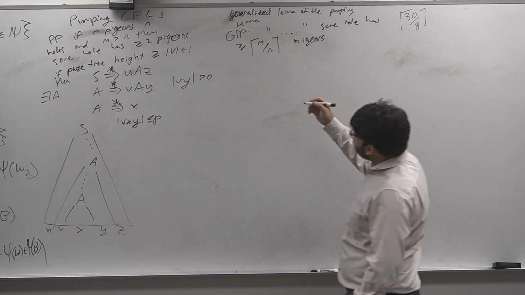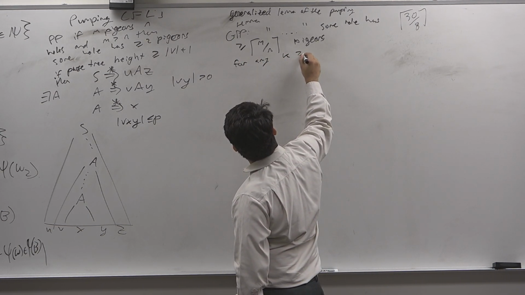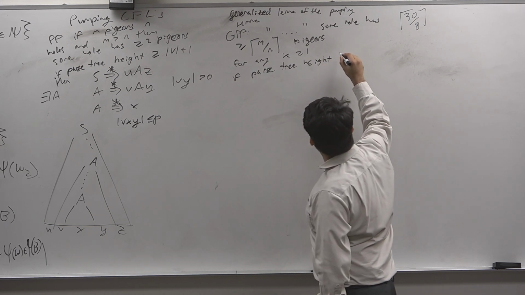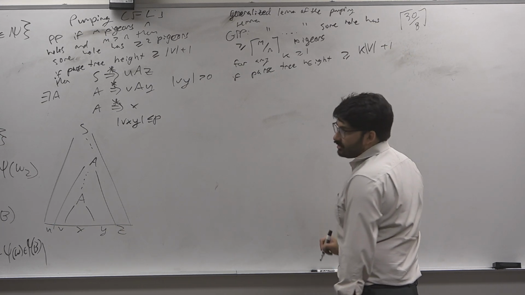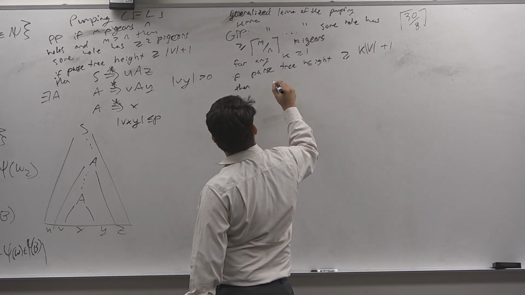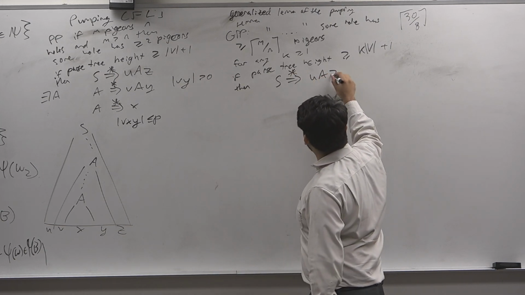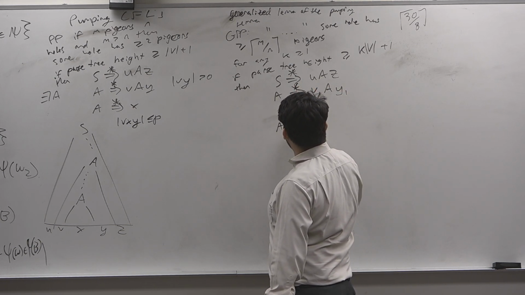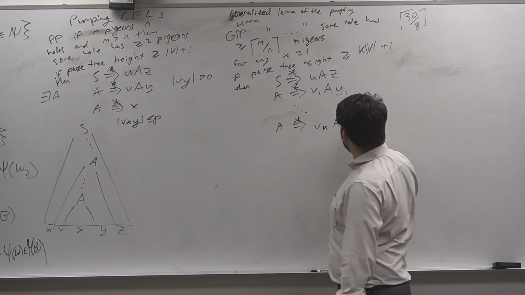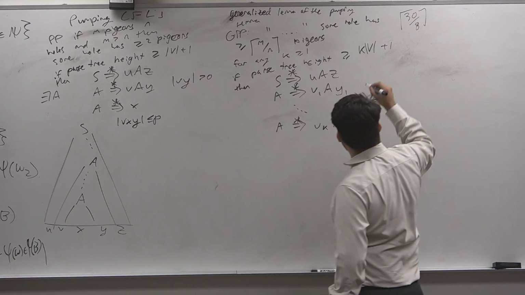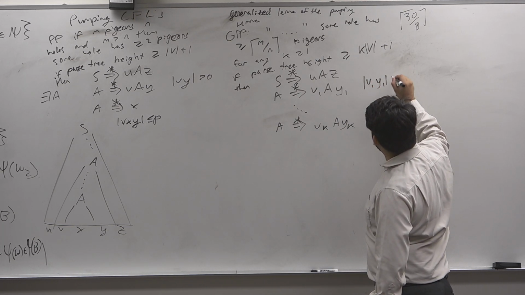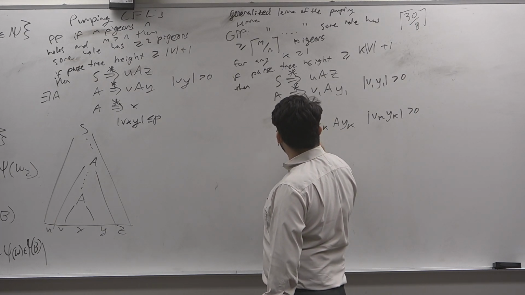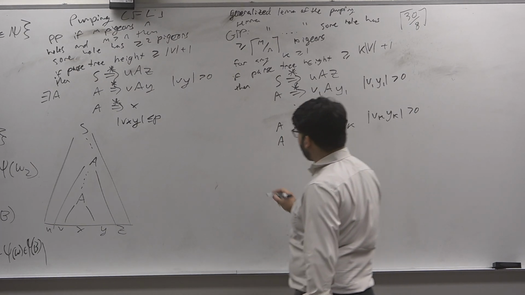So what does that give us here? For any k, if parse tree height is greater than or equal to, let's say, k times v plus 1, then S produces some UAZ, but then A produces some V1 A Y1, and some A produces some V2 A Y2, up to VK A YK, each with the property that the length of V1Y1 is greater than 0, up to the length of VKYK is greater than 0, and then that A produces this X. And the picture you should think about is our parse tree here looks like this.